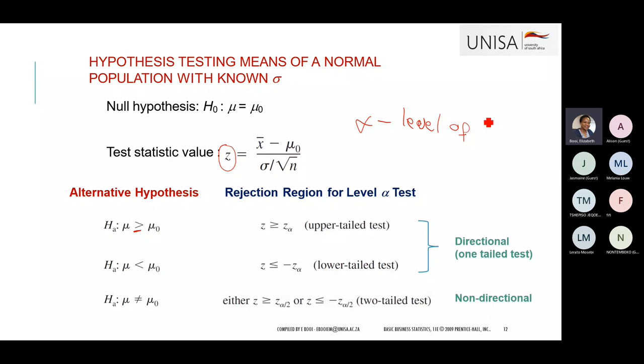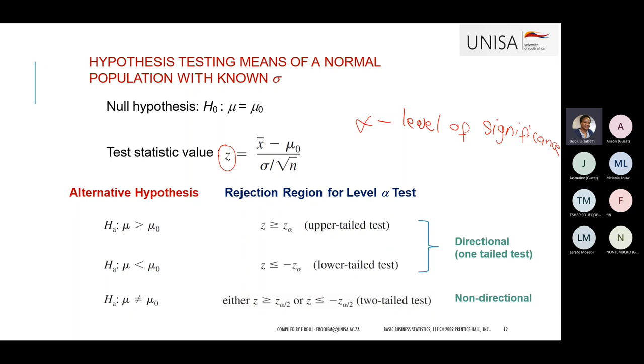Alpha is our level of significance. So we're going to use only alpha because it is a one-sided test. Also, when it says it is less than, you're also going to use alpha, because it is just going to be on one side.